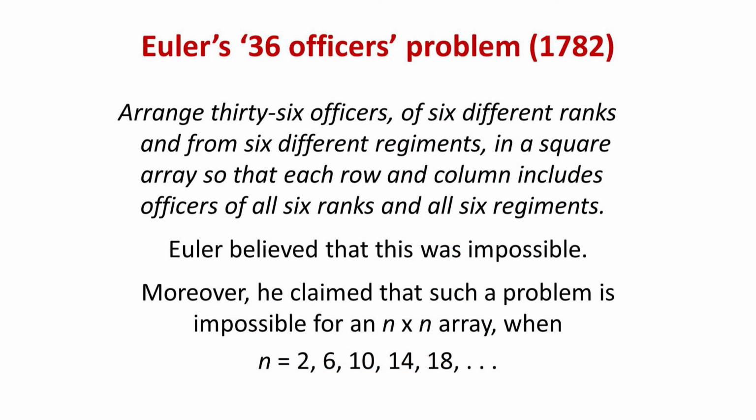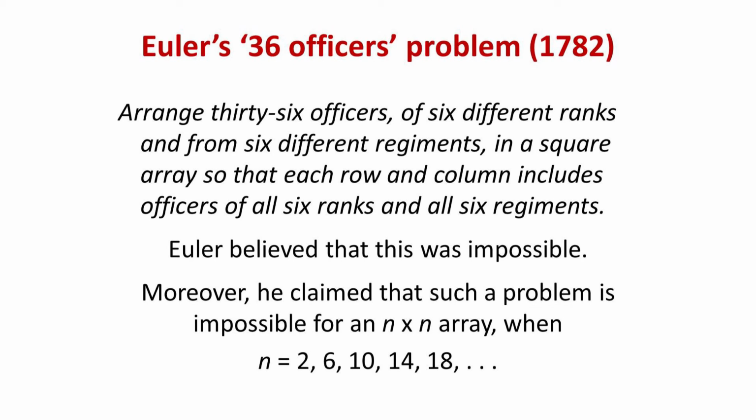Well, it was Euler that coined the term Latin square in a 1782 paper written in French instead of his usual Latin. He investigated their properties and presented methods for constructing them. And he also posed his famous 36 officers problem. Arrange 36 officers of 6 different ranks and from 6 different regiments in a square array so that each row and each column includes officers of all 6 ranks and all 6 regiments. So he was thus asking for a pair of 6 by 6 orthogonal Latin squares, with the ranks forming one Latin square and the regiments forming the other.